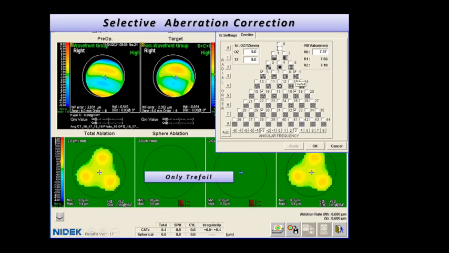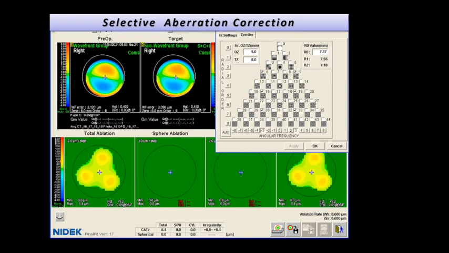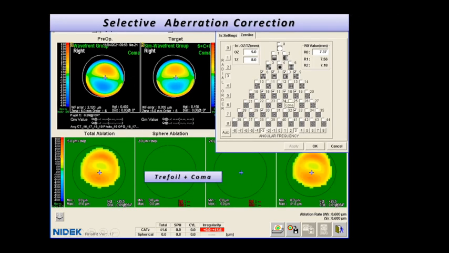So here, you can look at me, I did only the trefoil. Only trefoil, I corrected only here. This is not enough for me. So I look at the coma. The coma was 2.12, so high, improving only to 2.09, nothing. So I have to go and treat the coma. So I went back here and I treated the coma. When I treated the coma, it was reduced from 2.12 to 0.7.